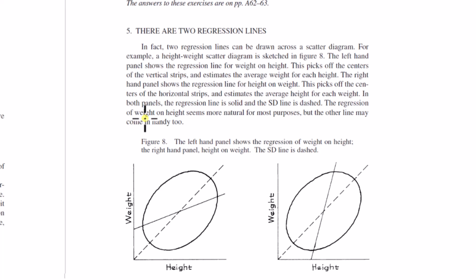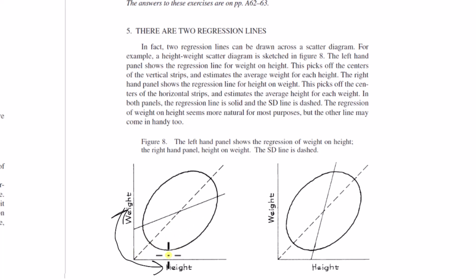The regression of weight on height seems more natural for most purposes, but the other line may come in handy too. All right, so what are they talking about here? When they say there are two regression lines, they're talking about within the exact same chart. If we have weight on height, with height on the horizontal axis, and we flip these two, putting weight on the horizontal and height on the vertical, that's a different chart. As we know, when you do that, that's the inverse.